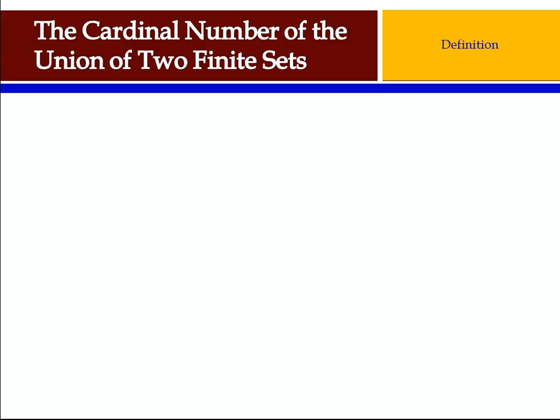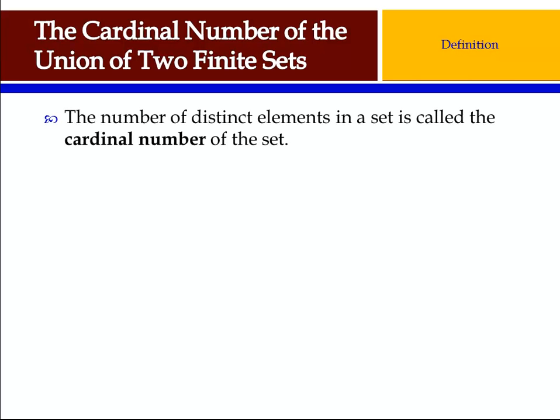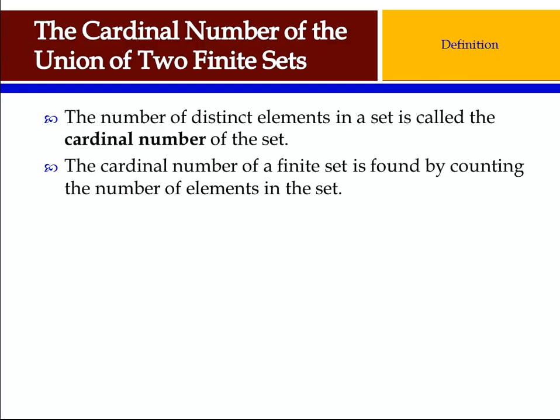In this last example, we're going to talk about the cardinal number of a set, and in specific, the cardinal number of the union of two finite sets. Now, finite simply means that we can list out all the elements of a set. And the cardinal number is the number of distinct elements in a set. The cardinal number of a finite set is found by counting the number of elements in the set.